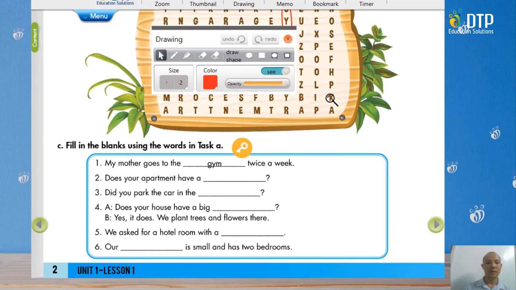My mother goes to the gym twice a week. Does your apartment have a gym? Does your apartment have a balcony?